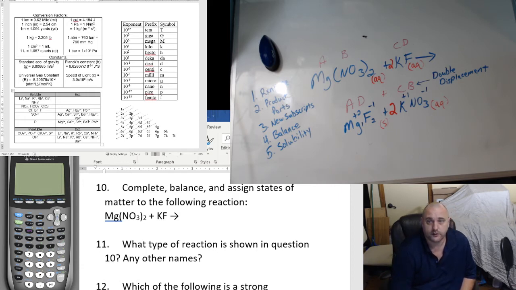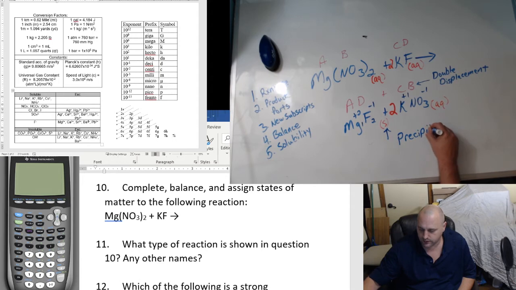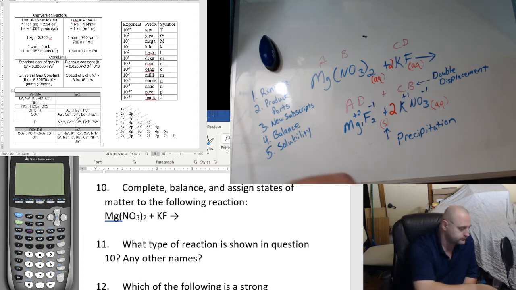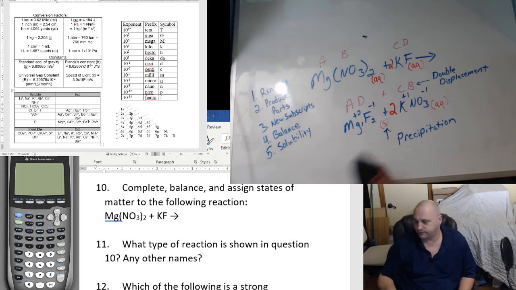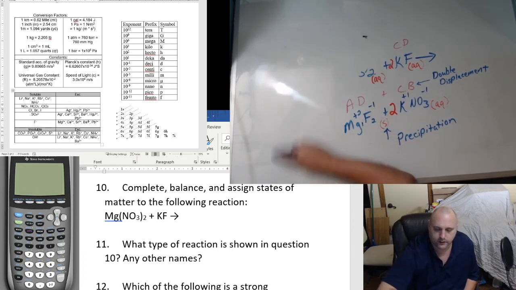And it says, hey, what type of reaction was it? Okay, this was a double displacement. Then it says, are there any other names? Well, the fact that we made a solid here means this is a precipitation. We took two liquids, added them together, and got a solid. We could also decide whether it was a redox reaction, but none of the charges changed.